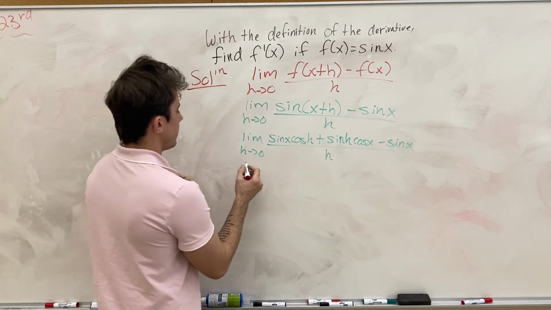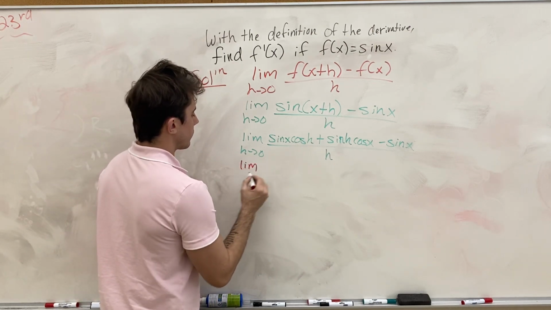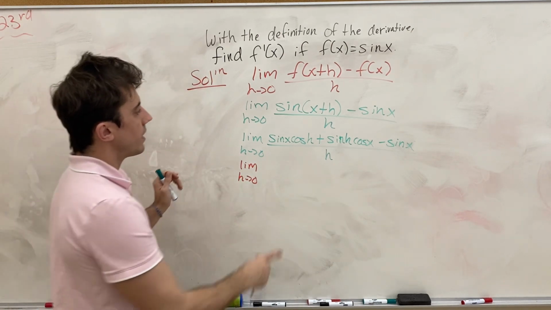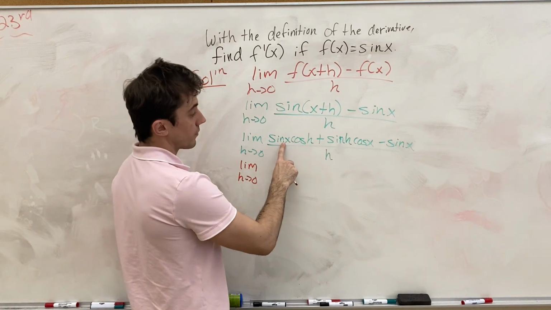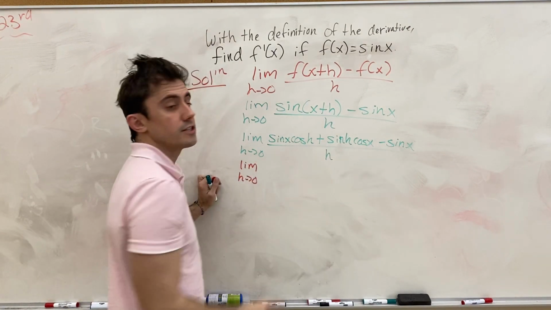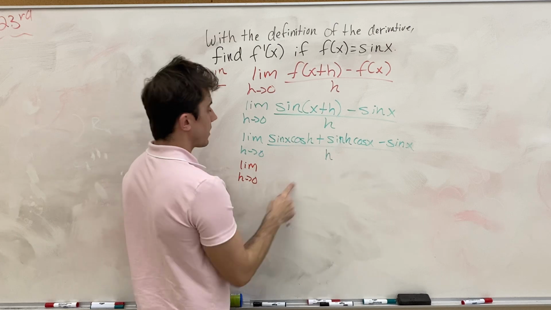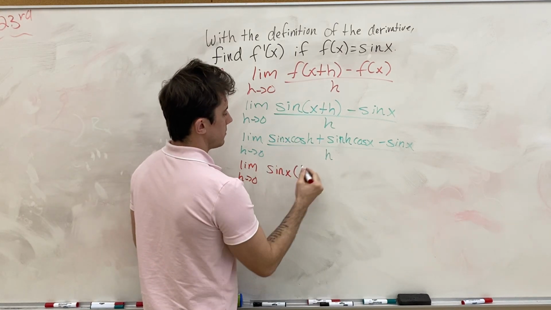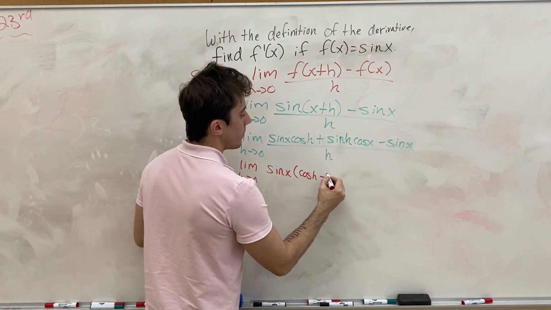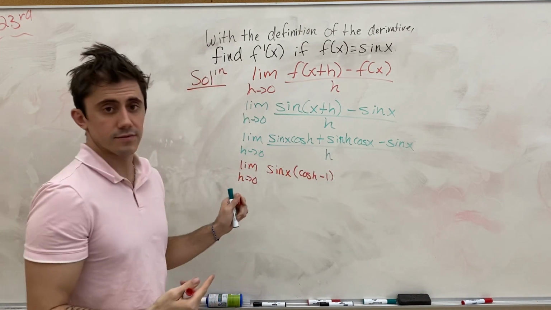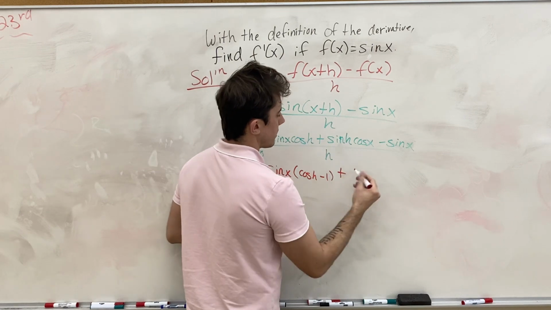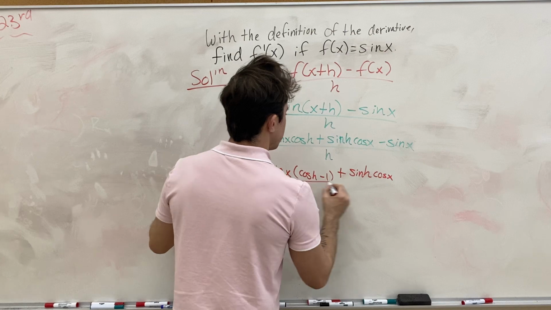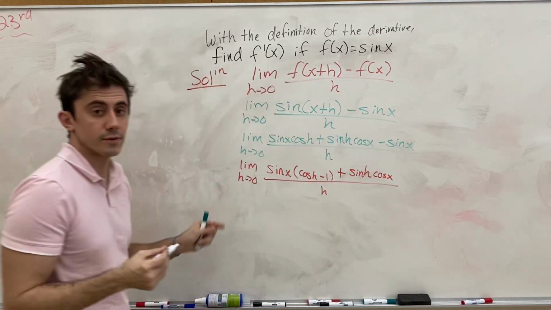Now, let's go ahead and evaluate this limit however we can. So we have the limit as h goes to 0 of, you'll notice that we have a sine x in the first term here, and a sine x trailing at the end. We can factor that out, so we have sine x times cos of h minus 1 to capture both terms, and then we still have the sine of h times cos of x part, all over h.